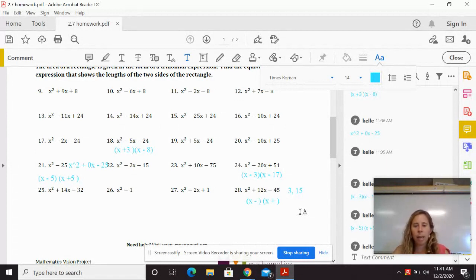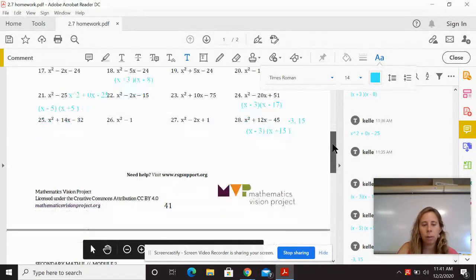So one of these has to be negative. Negative 3 times 15 is negative 45. 15 minus 3 is in fact 12. So your answer is x minus 3 and x plus 15. All right.